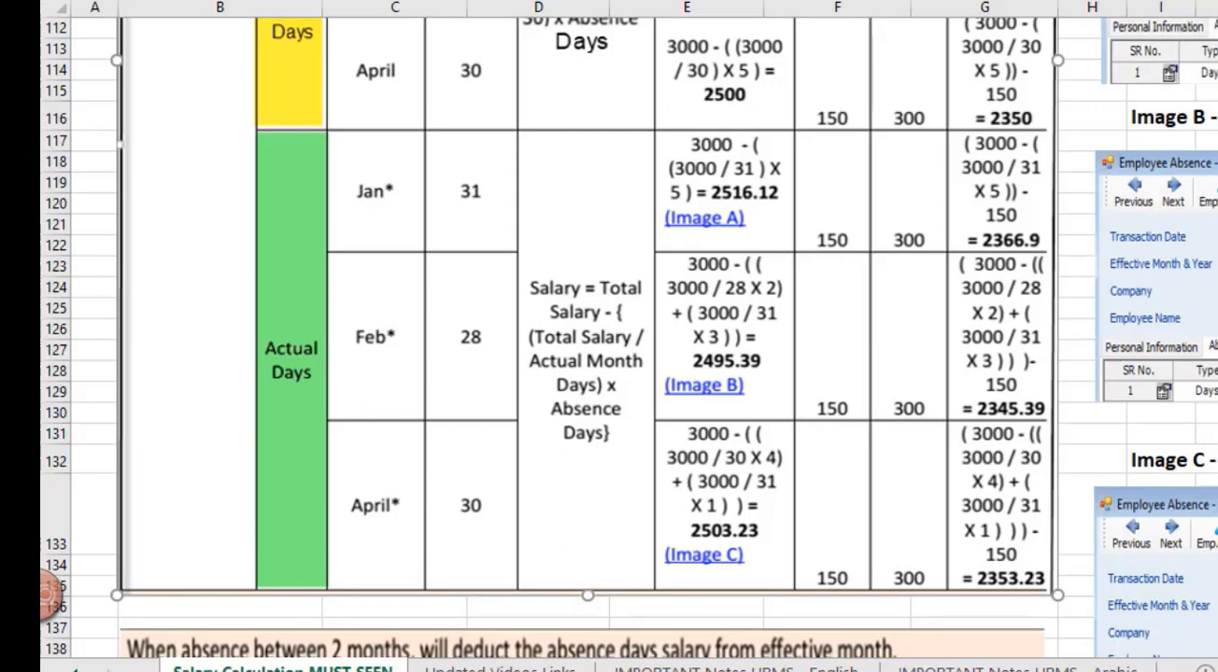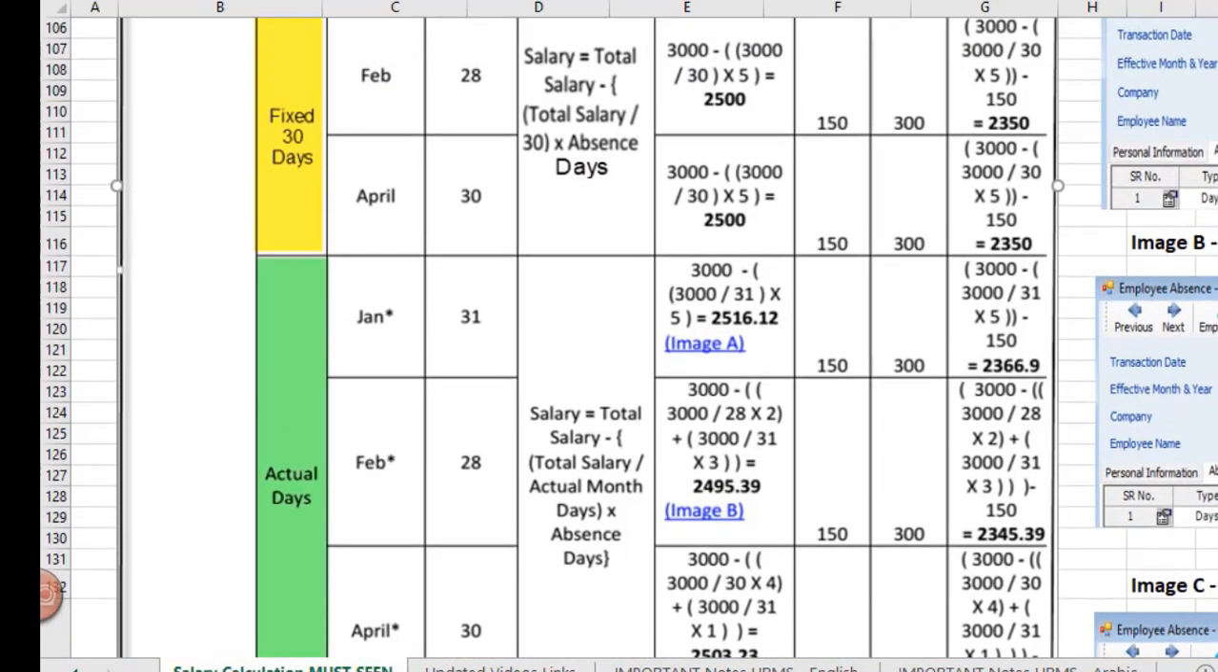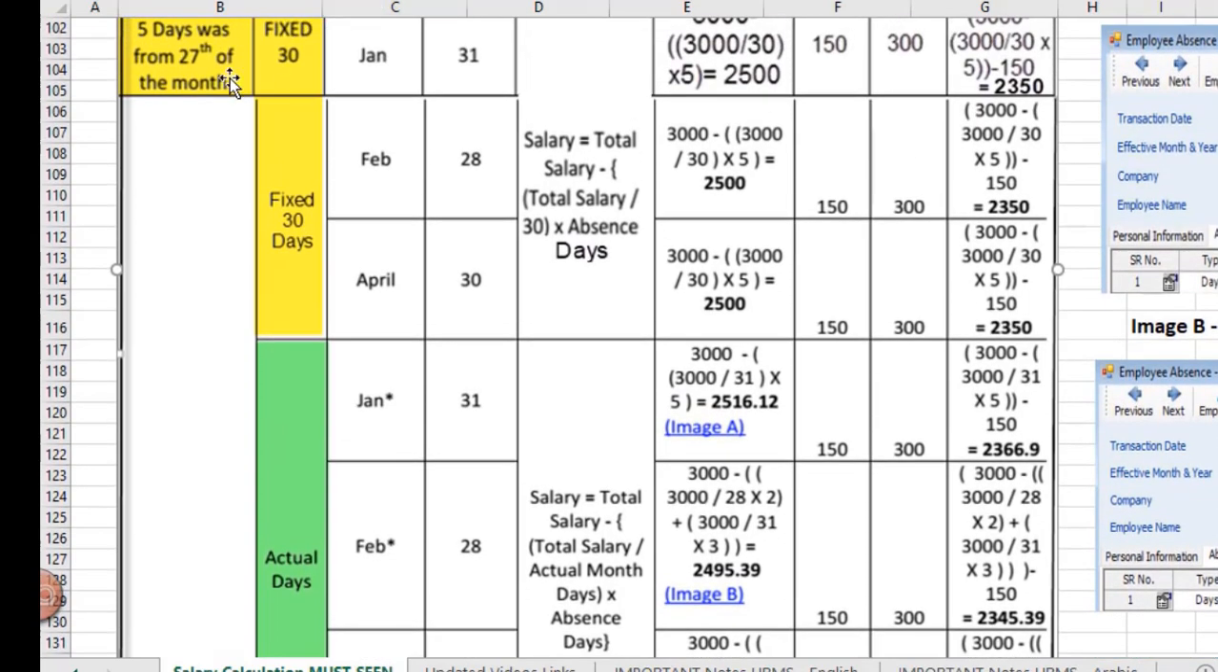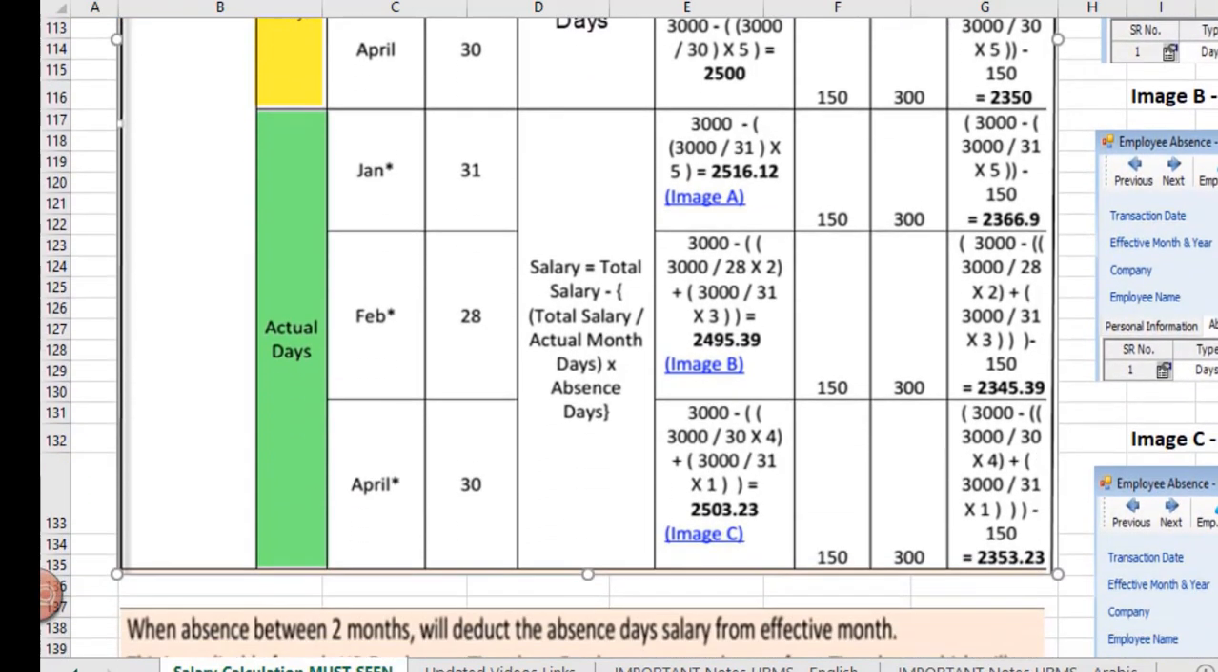Now let's look here at April. In April, there are 3,000 in the total salary, minus 3,000, again total salary, divided by 30 from here, we got it from here, multiplied by 4, because why is it 4 this time, not 2? Because we're talking about an absence which started on the 27th. So from 27 till 30, there are 4 days: 27, 28, 29, and 30. So this is why it's 4 right here.